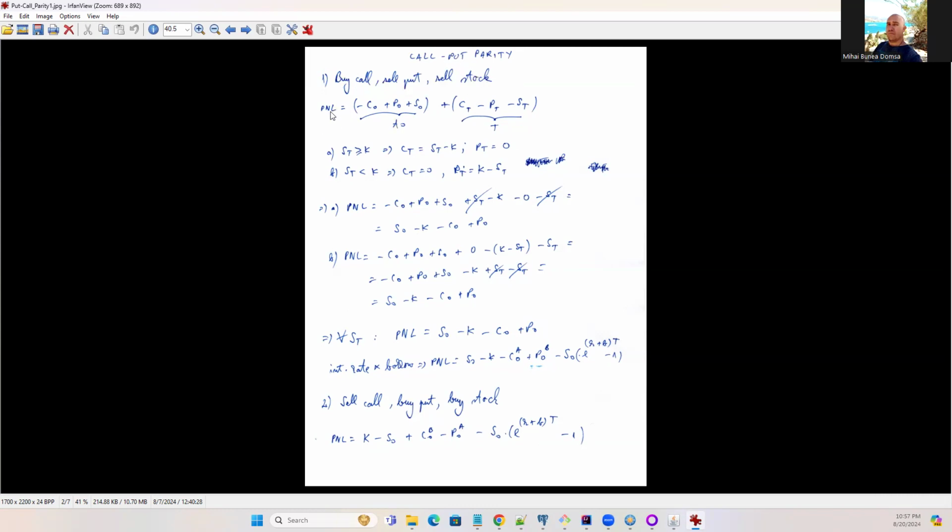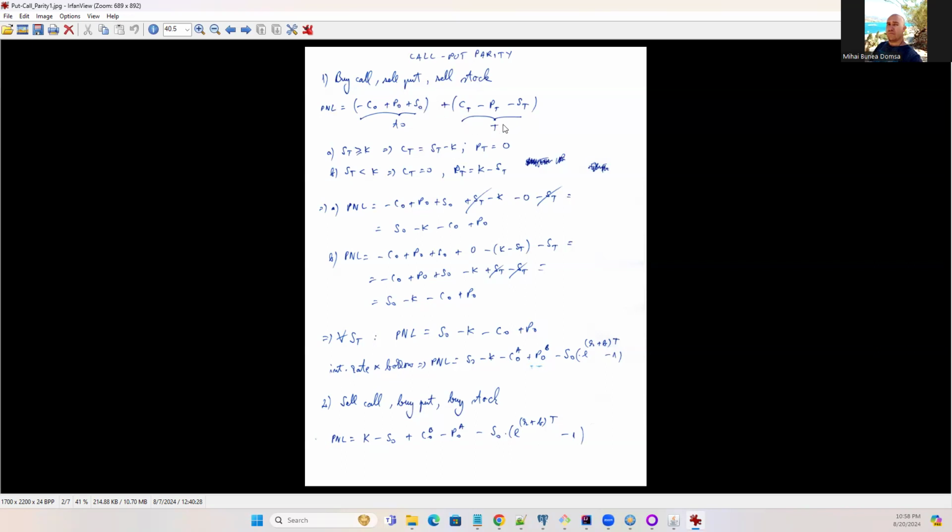So what is the P&L of this position? You buy the call, you lose money. That's why minus here. How much money? The call price at moment 0. You sell the put, you make money. That's why plus. How much money? The put price at moment 0. You sell the stock, plus stock at moment 0.